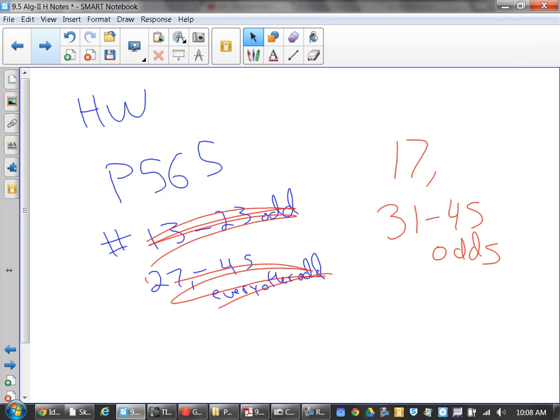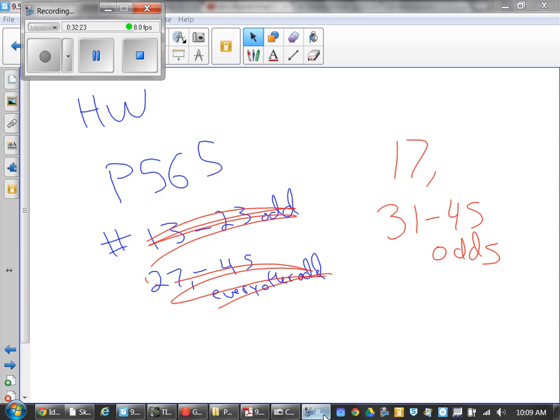Do those. All right. So basically he's paid for Friday. Let's do those. Number 17, then 31 through 45 odds. That way it gives you a chance of checking to see if you actually did it right, which I hope you did. Every single one of these is going to need a common denominator.